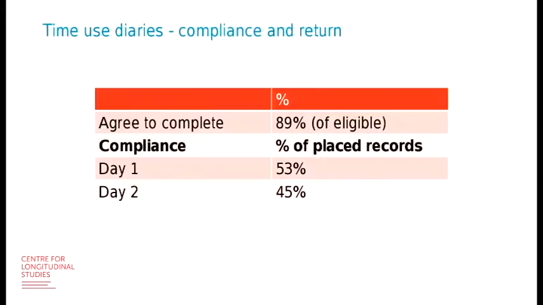In terms of the compliance and returns, 89% of those eligible for the activity, and I'll talk about that in a few moments, agreed to complete it. Of those, 53% completed the diary on day 1 and 45% completed it on day 2. And the numbers corresponding to those percentages are just under 5,000 for day 1 and around 4,200 cohort members for day 2.